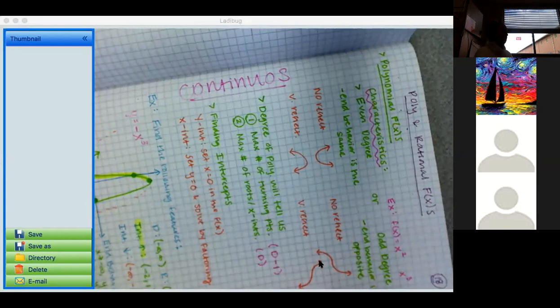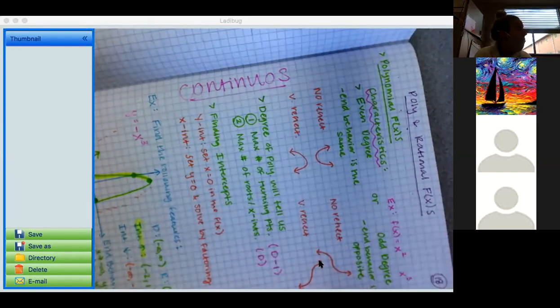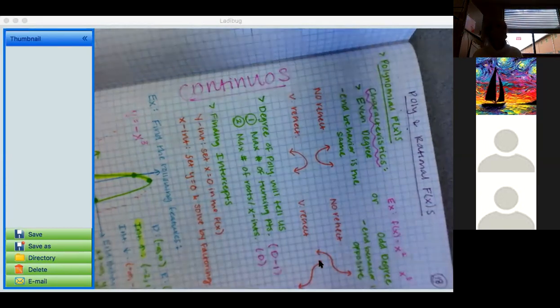What's the notes title for today? Rational functions. There we go, rational functions. Kendall, you already told us rational functions means it's a fraction, right? Because ratio. AKA, there's going to be some restrictions. Rational functions are not continuous. Are y'all good with polynomial functions? All right, let's go to rational.